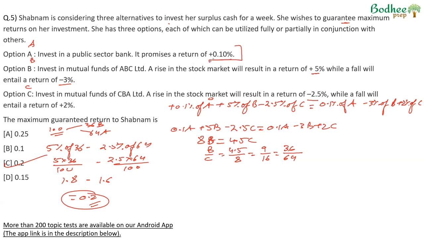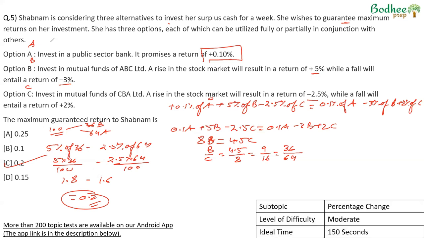Why maximum? Because it is more than 0.1. Why guaranteed? Because in both cases we'll get this return. Hence option C. Again, this would be a moderate to difficult level of question. If we have attempted this question, maybe then 2.5 minutes to solve. Certainly not a question that you'll be able to do in the first attempt.